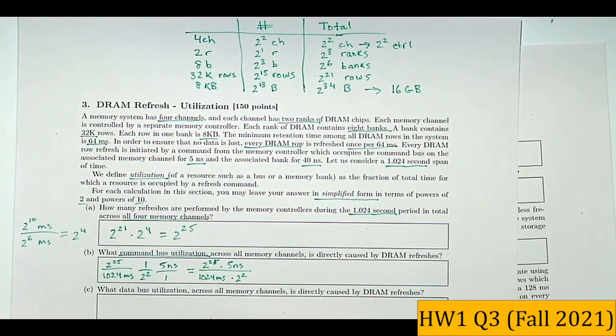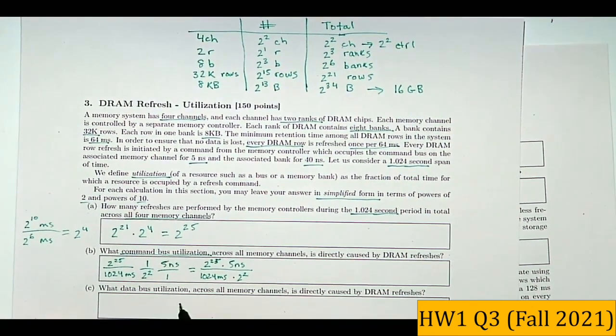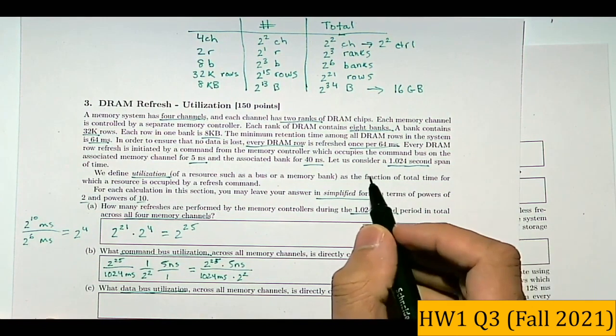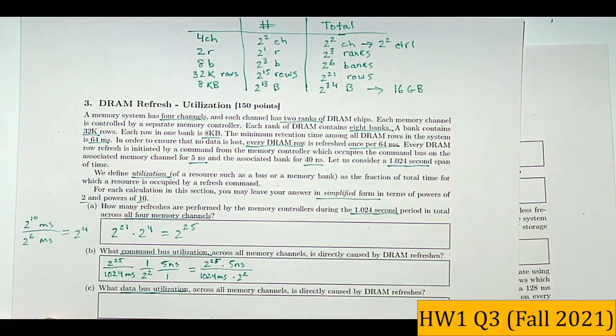So the next part of the question asks what data bus utilization across all of these memory controllers, memory channels, sorry, is directly caused by the DRAM refreshes, right? And so if we're asking about data bus utilization, then over here, every time we do a refresh operation, we're not exchanging any data, right? So trivially there, the answer is just 0, right? Because there's nothing happening on the data bus whatsoever.